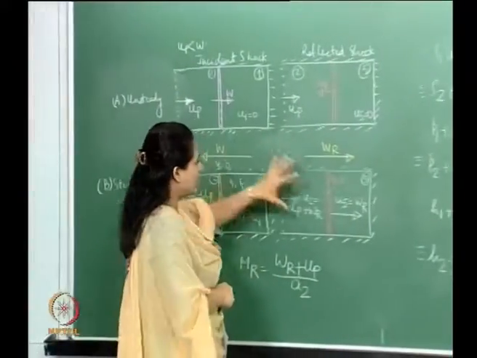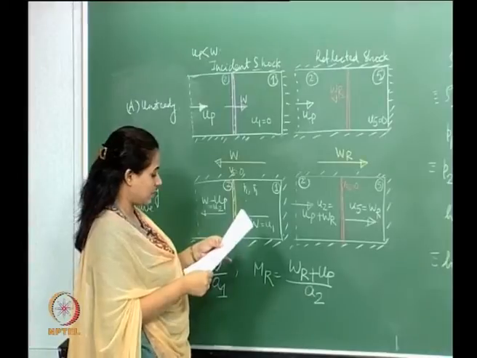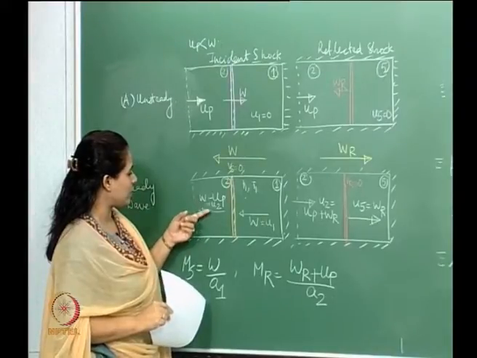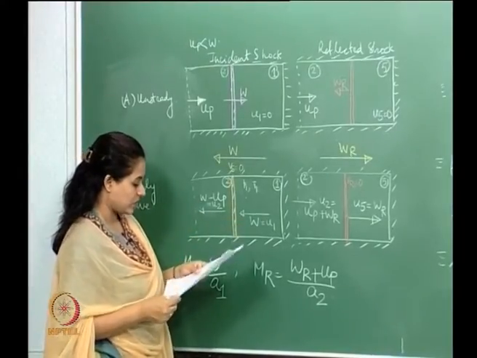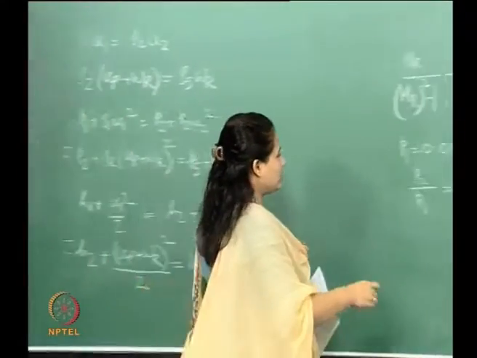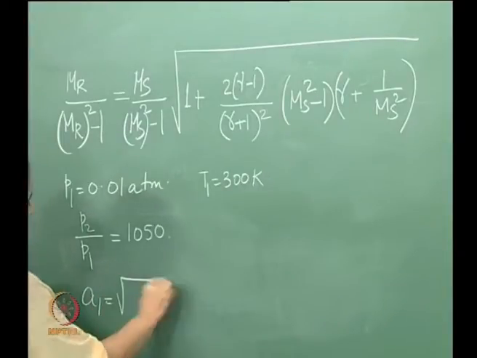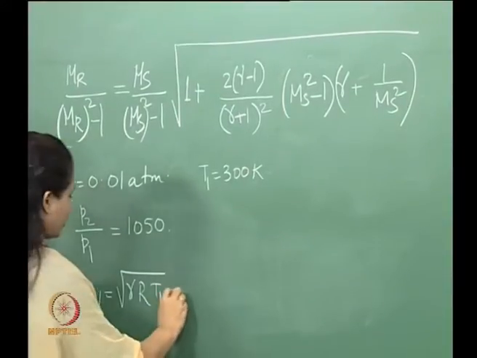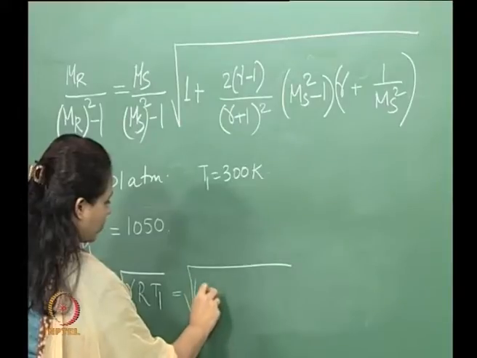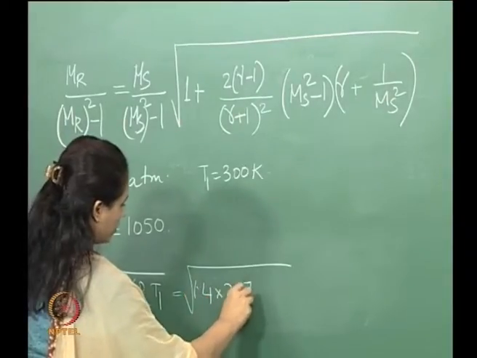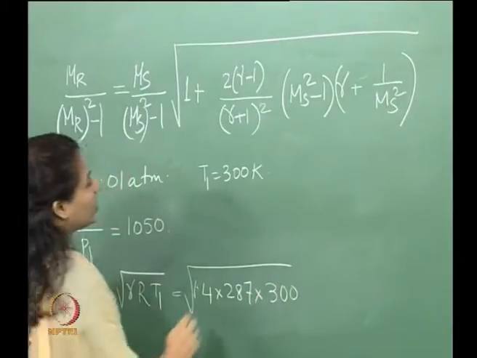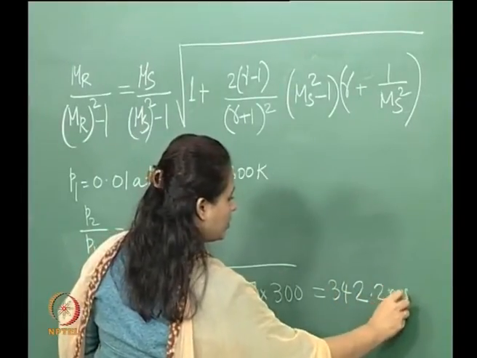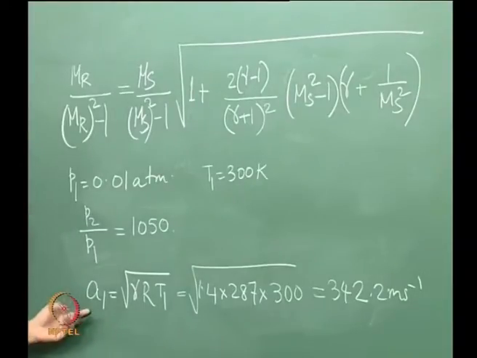We will basically look at this picture out here. This is for the incident shock. So, we will look at this picture over here. In region 2, this is my velocity and this is my velocity, right. Now, what we can find out here is A1, which is the square root of gamma R T1, right. Taking gamma to be 1.4, we have 1.4 times 287, and T1 is given to be 300 Kelvin, right. So, this comes out to be 342.2 meters per second.